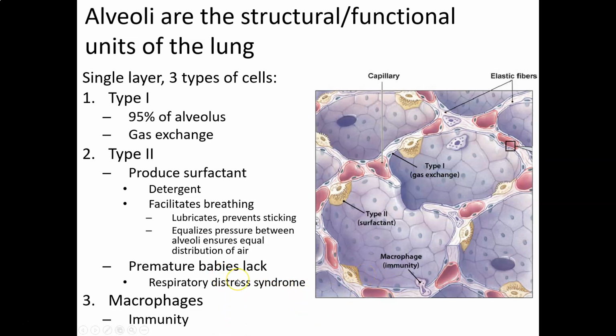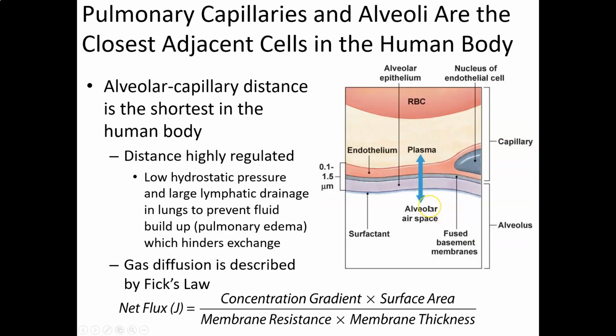The third type of cell in the alveoli lung structure are the macrophages. And you can see a macrophage right here, and a couple over here, little blob-looking things. And remember, a macrophage is just a white blood cell, a monocyte in particular, that has left the bloodstream and entered the tissue. So there are respiratory macrophages, and they're important for immunity, things like that.